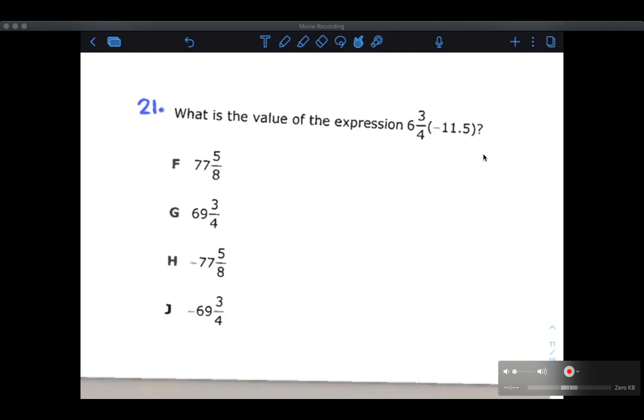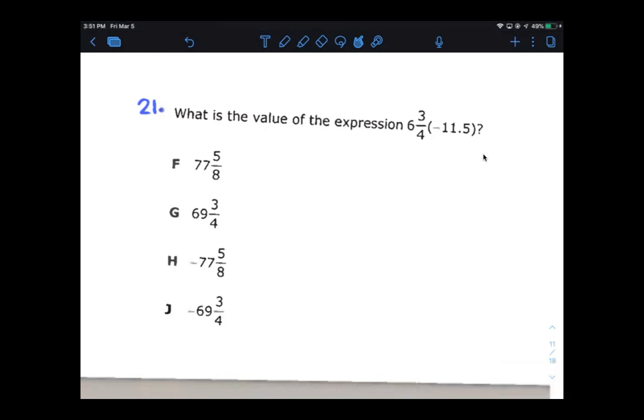Mrs. Munoz here. Okay, so today we're going over problems 21 through 25. All right, here we have 21, which is nice and easy, pretty straightforward. It says, what is the value of the expression 6 and 3 fourths times negative 11.5?